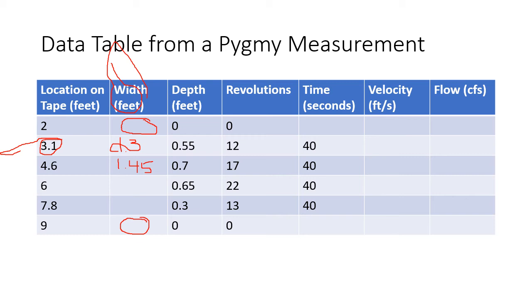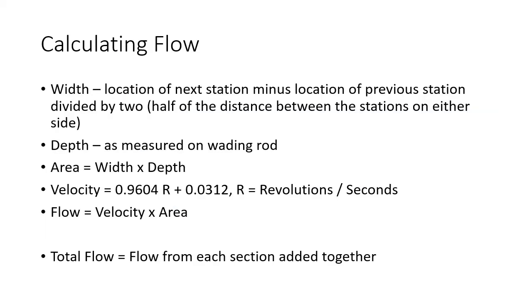So you would finish calculating out that whole width column, and then we would do width times depth equals area of each of those sub areas of our stream cross section. As we illustrated on the previous slide, that width is the location of the next station minus the location of the previous station divided by 2. So it's half the distance between the stations on either side of the measurement that we're calculating. Our depth is just as measured on the wading rod. Then our area will be that width times the depth.